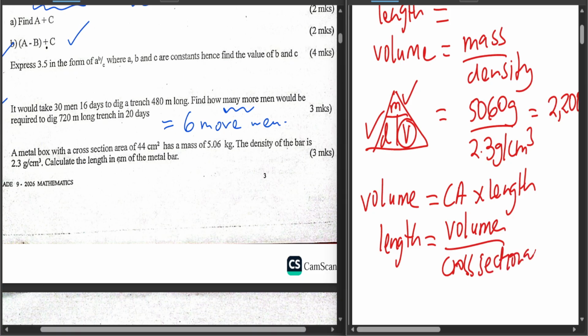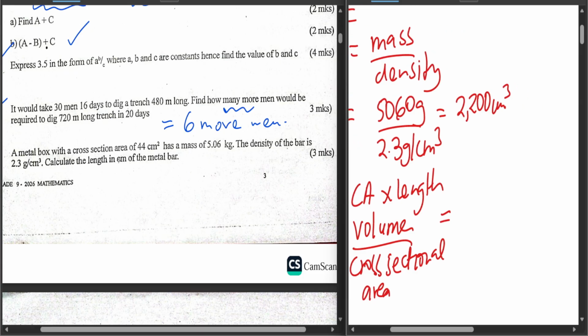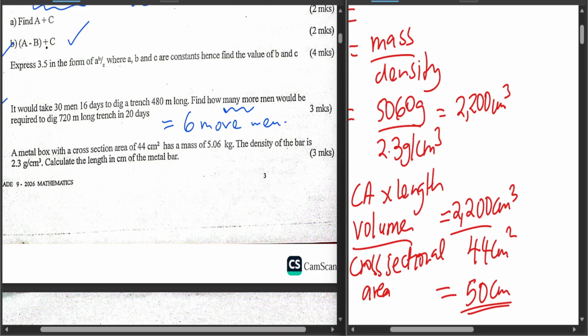So you take volume divided by area. Your volume being 2,200 divided by the area, which is 44 centimeter square. So 2,200 divided by 44 is going to give you 50 centimeter. That is the length of the metal bar, 50 centimeter.